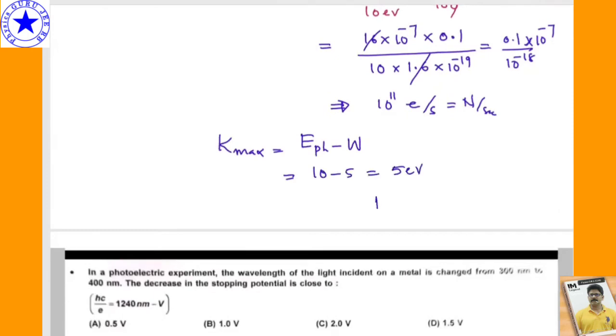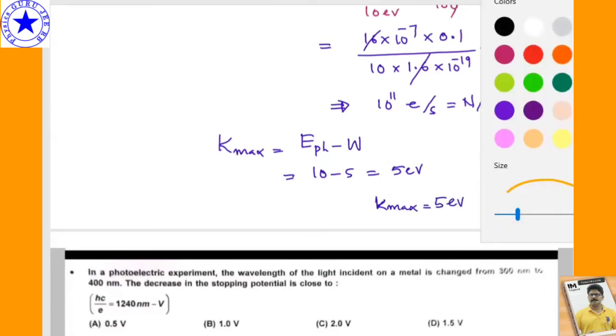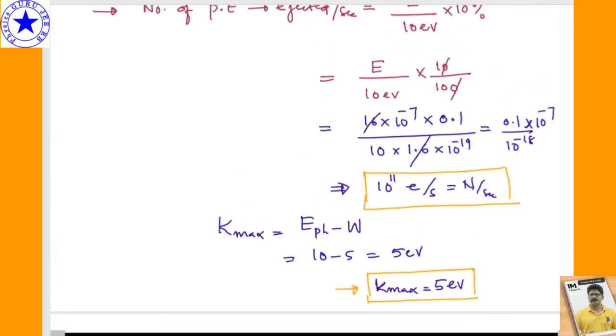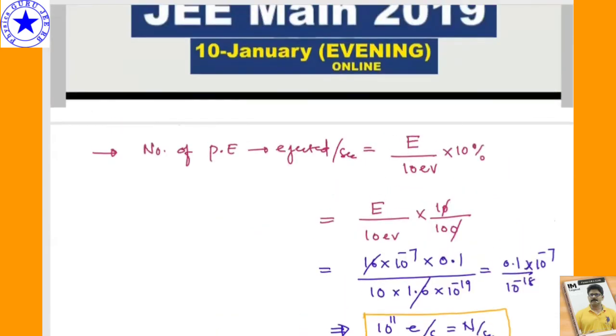Now K max equals 5 electron volts. So let us write this one. K max here is 5 electron volts, and 10 to the power of 11 electrons per second is the number of photons per second. Hope it is clear, this one, right?